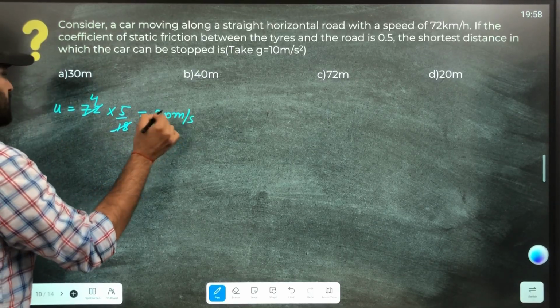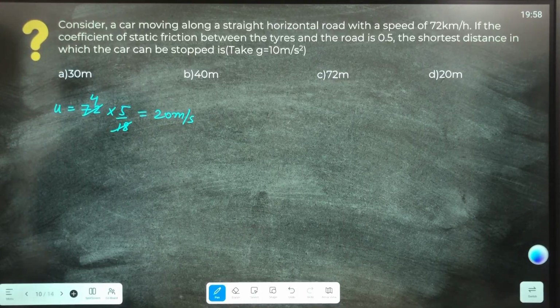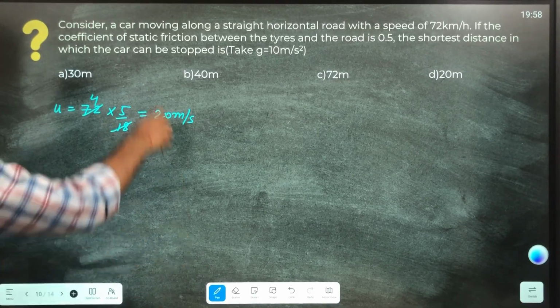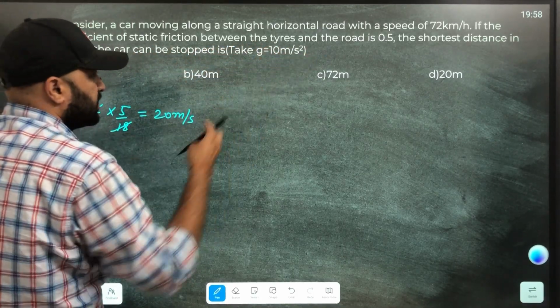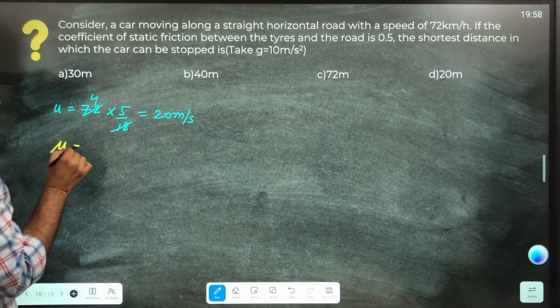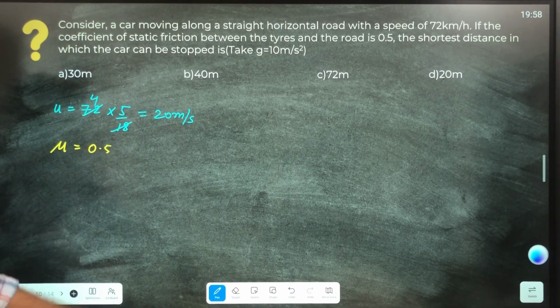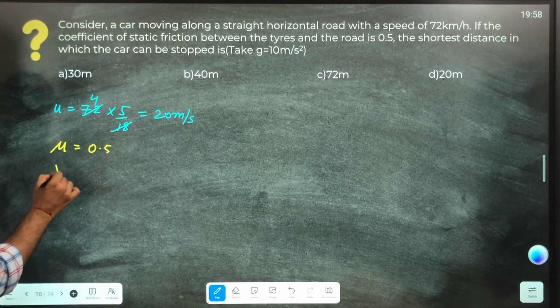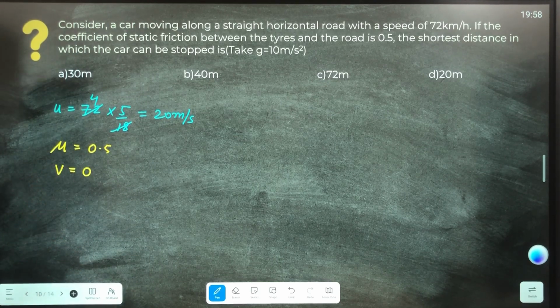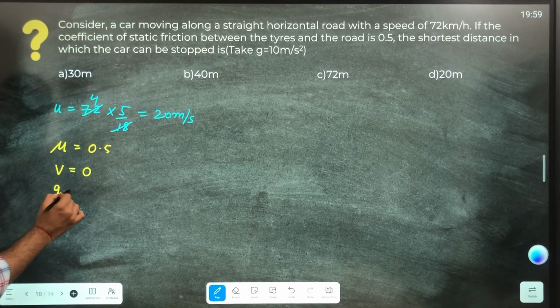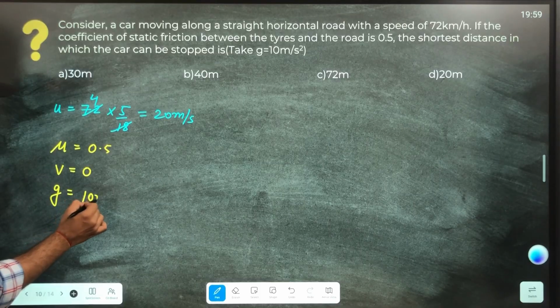So the car is moving with 20 meter per second on a straight horizontal road. If the coefficient of static friction between the tires and the road, mu, is 0.5 in this case, the shortest distance in which the car can be stopped, so v equals 0. I hope this is clear. Okay, we have to find, and g here is 10 meter per second square.